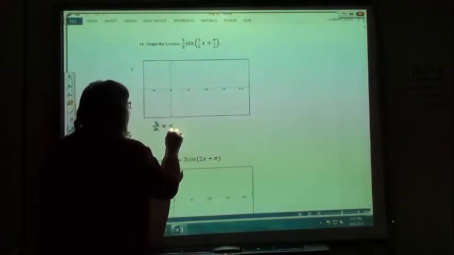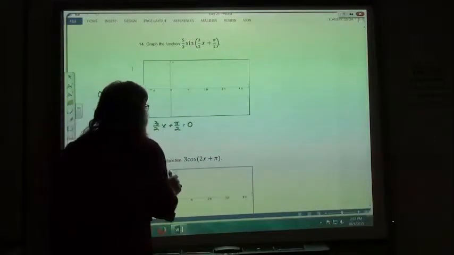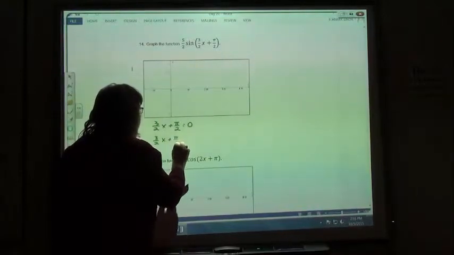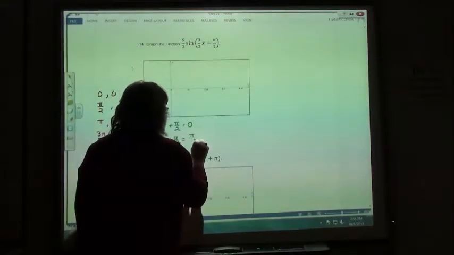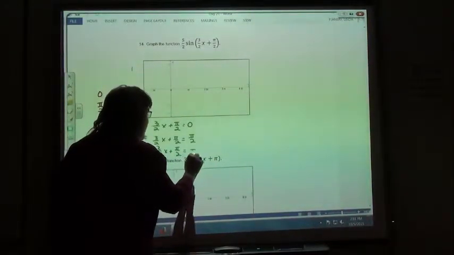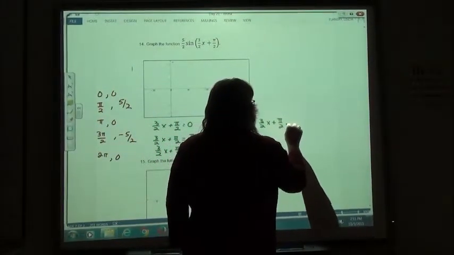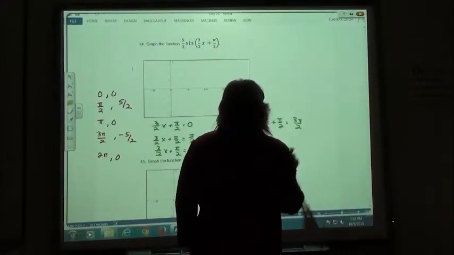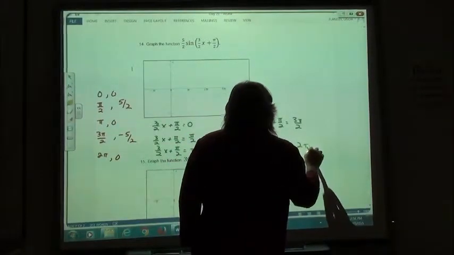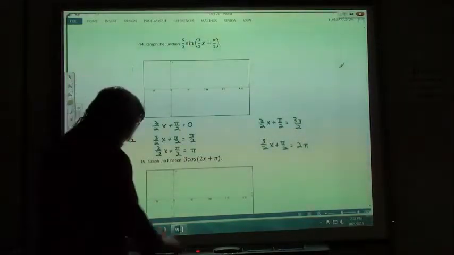3/2 x plus pi over 2 is going to equal 0. I might as well write them down. 3/2 x plus pi over 2 equals pi over 2. 3/2 x plus pi over 2 equals pi. 3/2 x plus pi over 2 equals 3 pi over 2. And 3/2 x plus pi over 2 equals 2 pi. Let me do both steps at the same time so I don't forget to finish my problem.